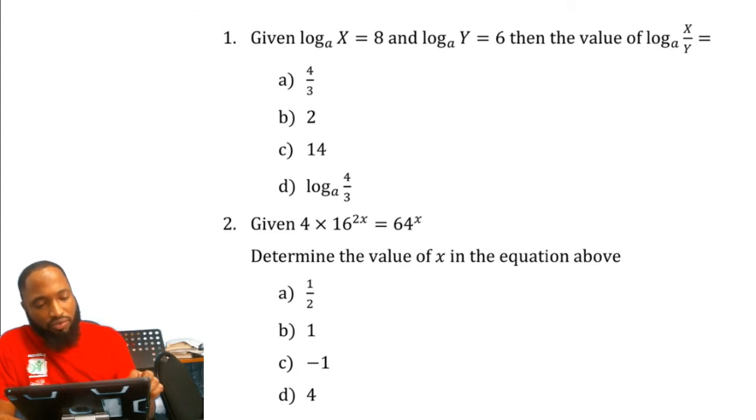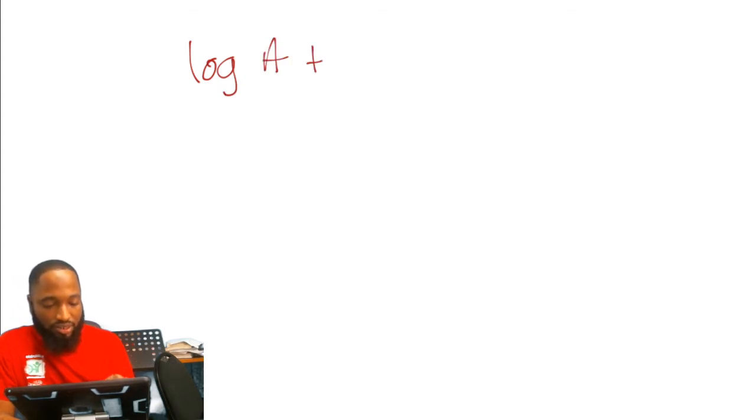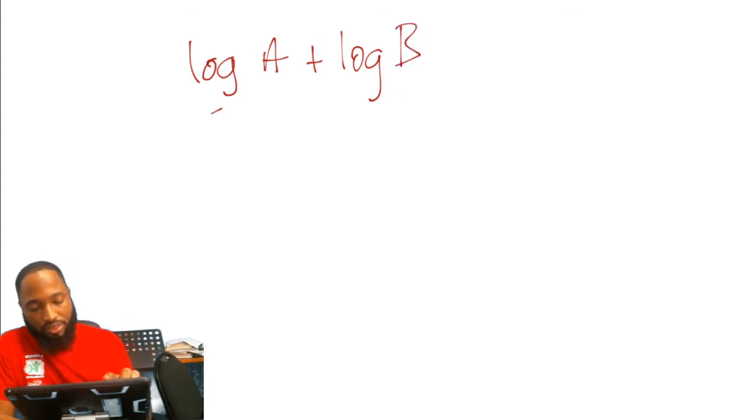So there are some rules of logs that you're supposed to know. Some of the more worn out ones would be like log of A plus log of B. So long as they have the same base, when they're adding, it means you're multiplying.